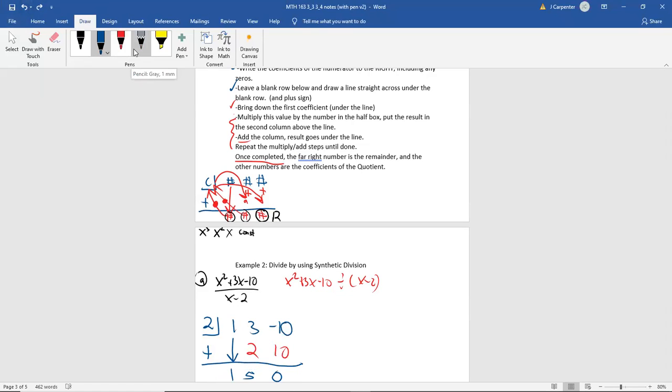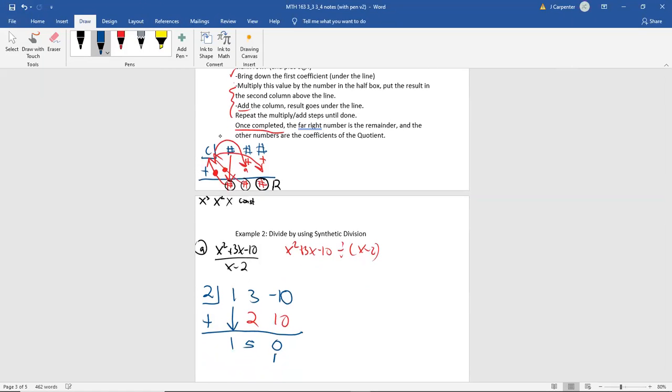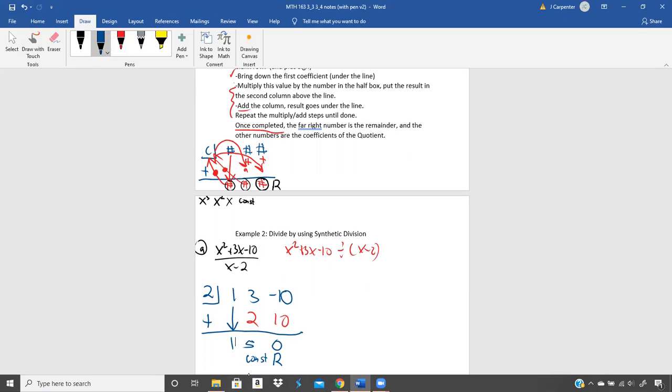So once you're completed, the far right number is your remainder. So I like to label below. So the 0 is the remainder. And then from right to left, these are just coefficients. 5 is the constant. Don't start at x. Start at the constant. Then the 1 is the coefficient of the x.